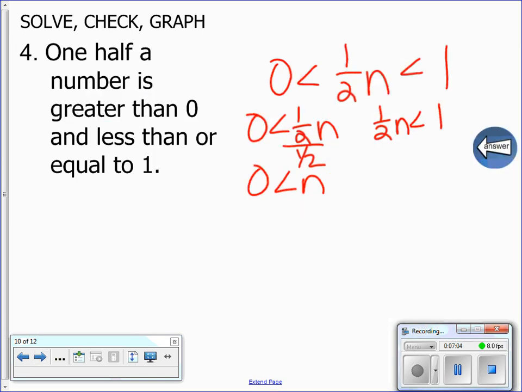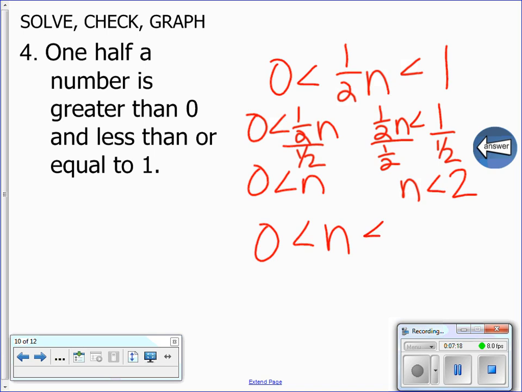So I divide both sides by 1/2. And I get n is less than 2. So now I have them apart. I'm going to put them back together. So 0, n less than 2. And that is my solution.